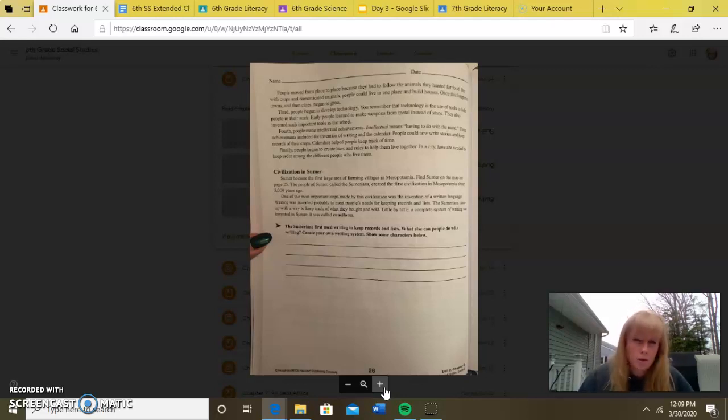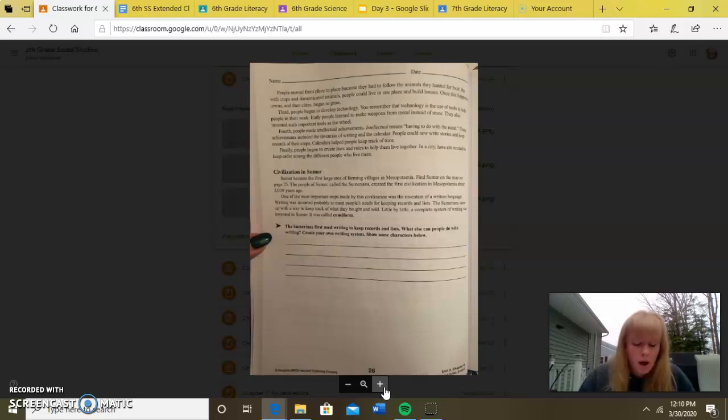Civilization in Sumer. Sumer is something you should remember. Sumer became the first large area of farming villages in Mesopotamia. Find Sumer on the map on page 25. The people of Sumer, called Sumerians, created the first civilization in Mesopotamia about 5,000 years ago. One of the most important steps made by this civilization was the invention of a written language. Writing was invented probably to meet people's needs for keeping records and lists. The Sumerians came up with a way to keep track of what they bought and sold. Little by little, a complete system of writing was invented in Sumer. It was called cuneiform, another word you should remember.